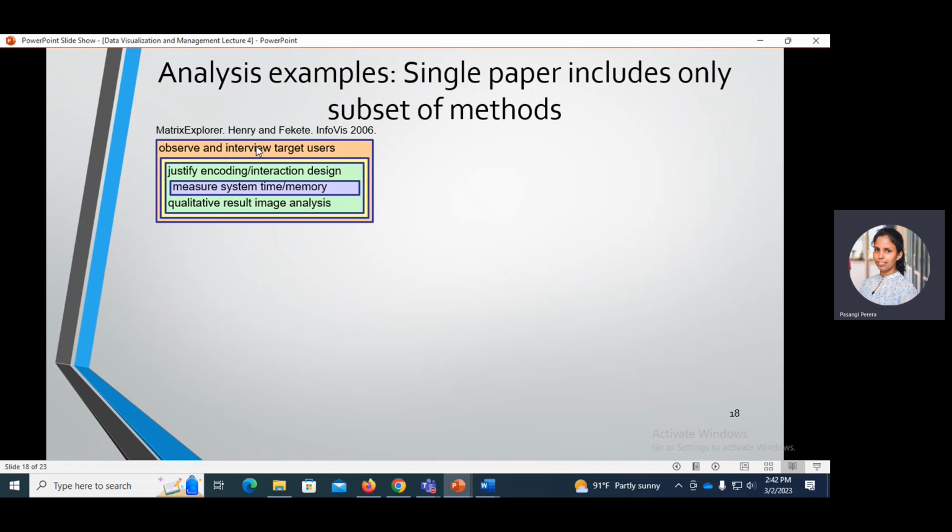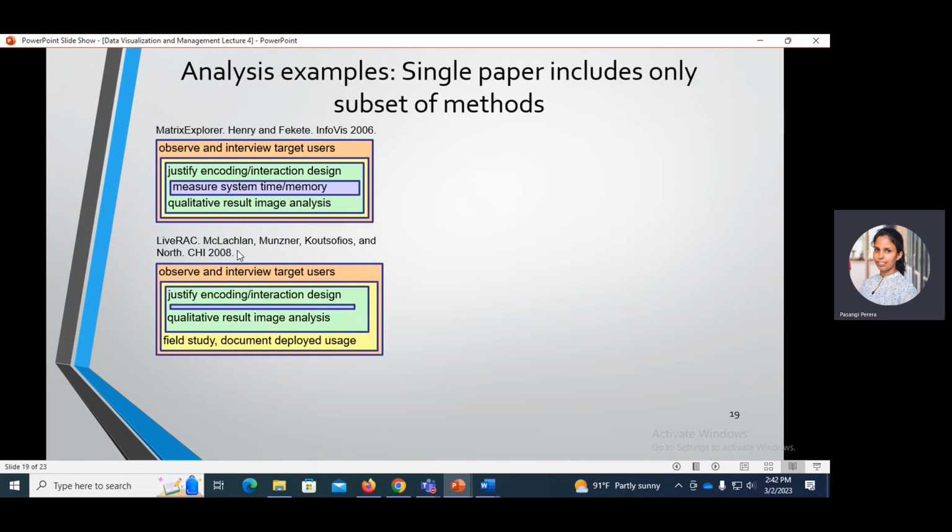For example, Matrix Explorer, Henry and Fekete, InfoVis 2006. What are the levels we have to consider? Observe and interview target users, and then justify encoding or interaction design, which is measure system time or system memory. And then we identify qualitative results, image analysis. Another analysis is here, which observes and interviews target users, and then justifies encoding and interaction design as well.